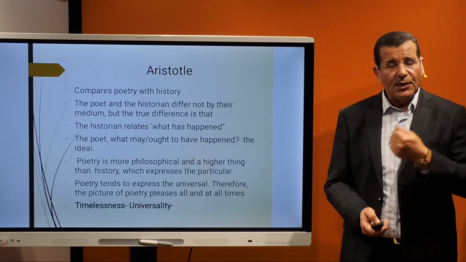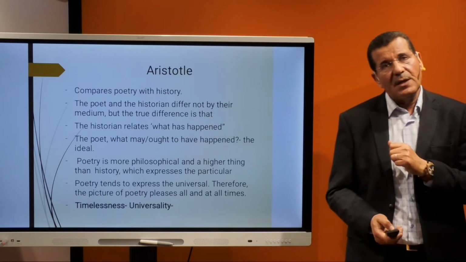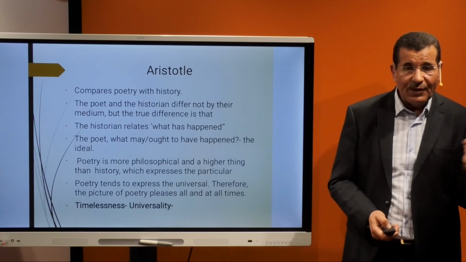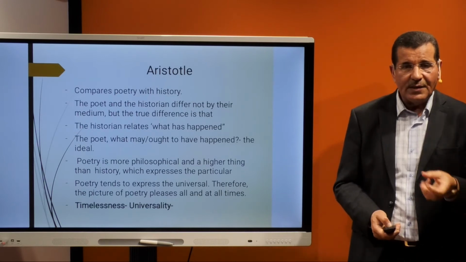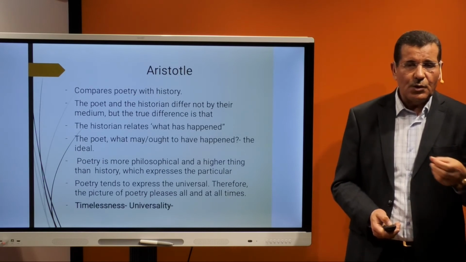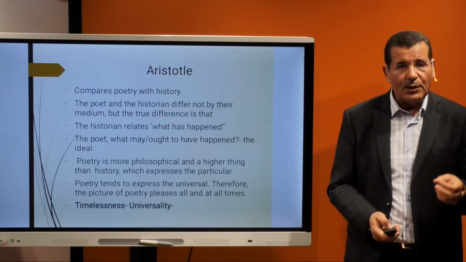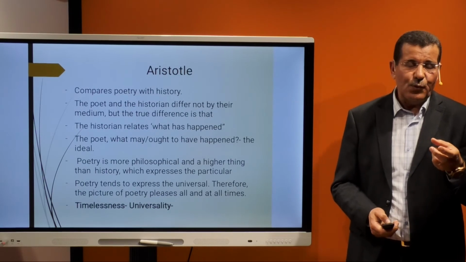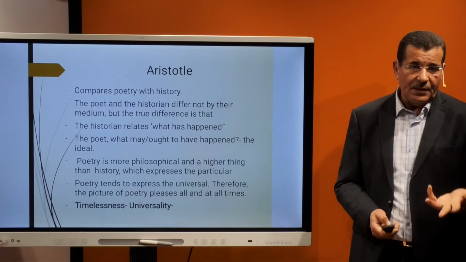Aristotle also, in addition to this mimetic dimension of art, compares the artist with the historian. The poet and the historian, according to him, differ not by their medium, but the true difference is that the historian relates what has happened, events, people, in a certain limited period with real names, but the poet relates what may or ought to have happened, the ideal. And if I have to compare the poet with the historian, the poet starts where the historian ends or stops.